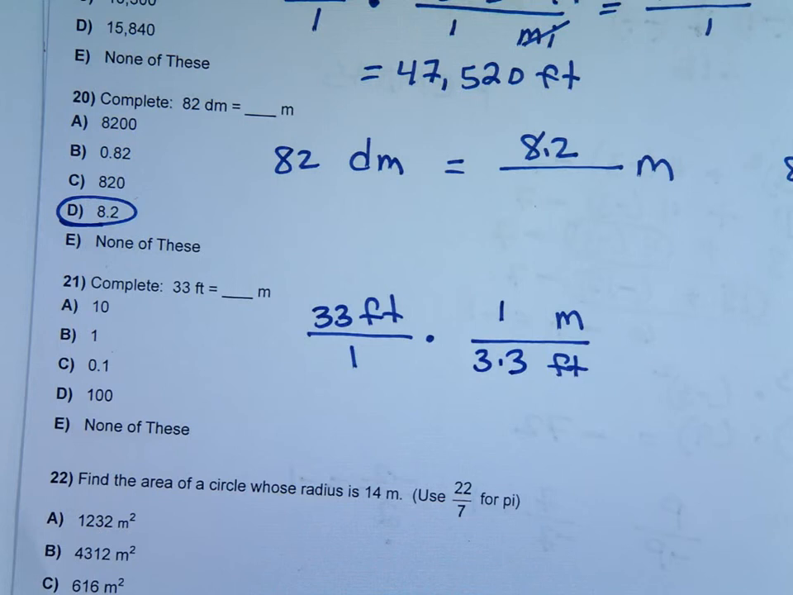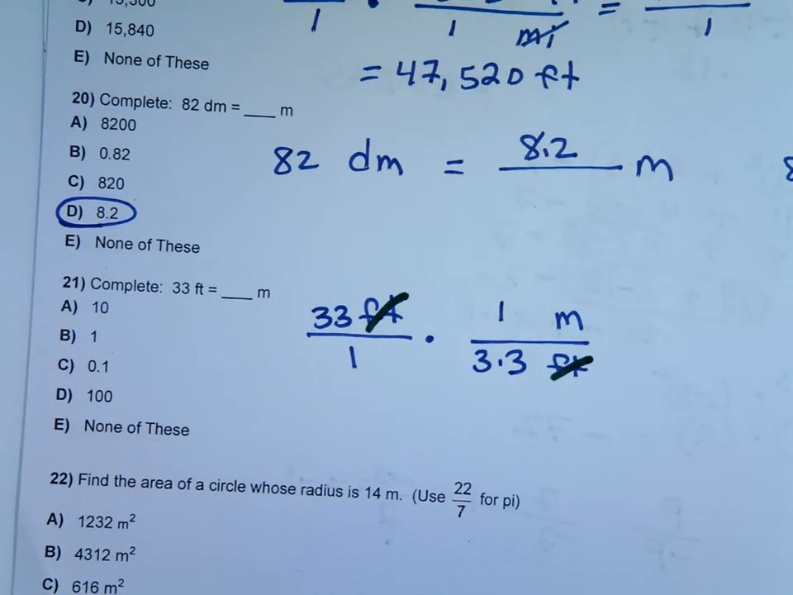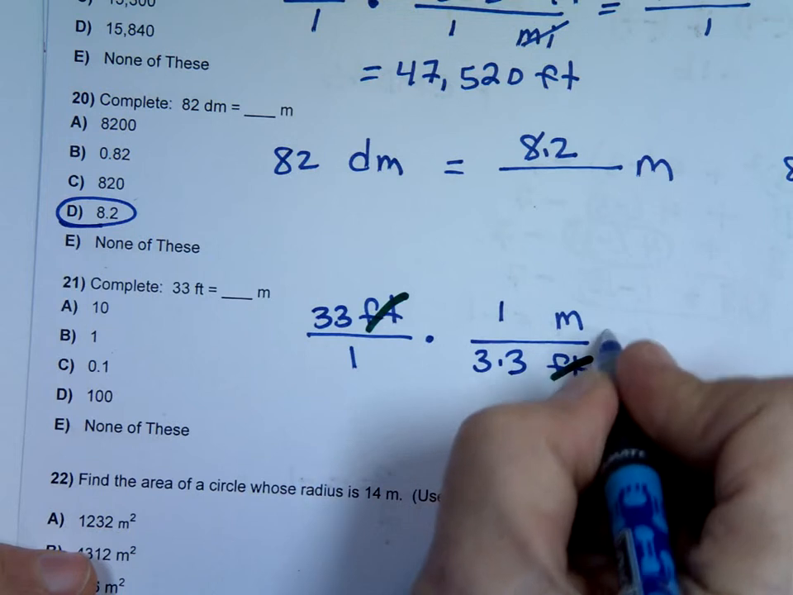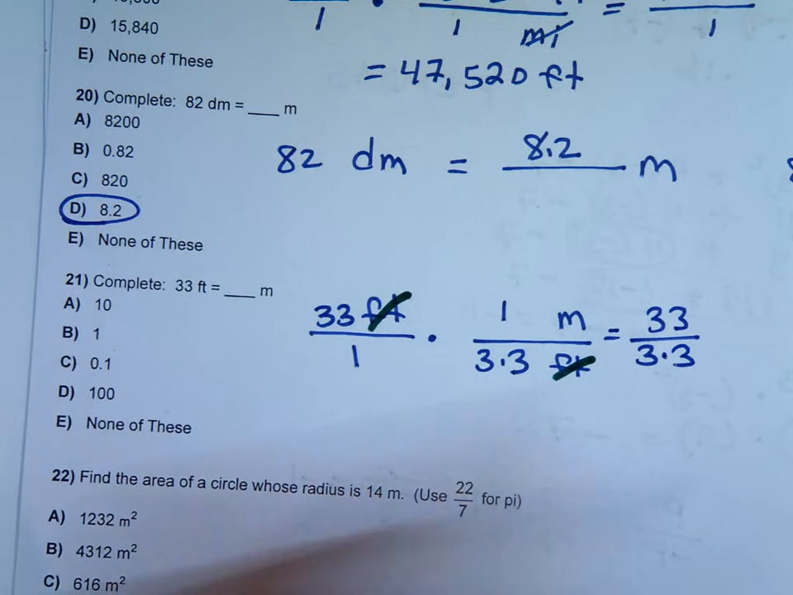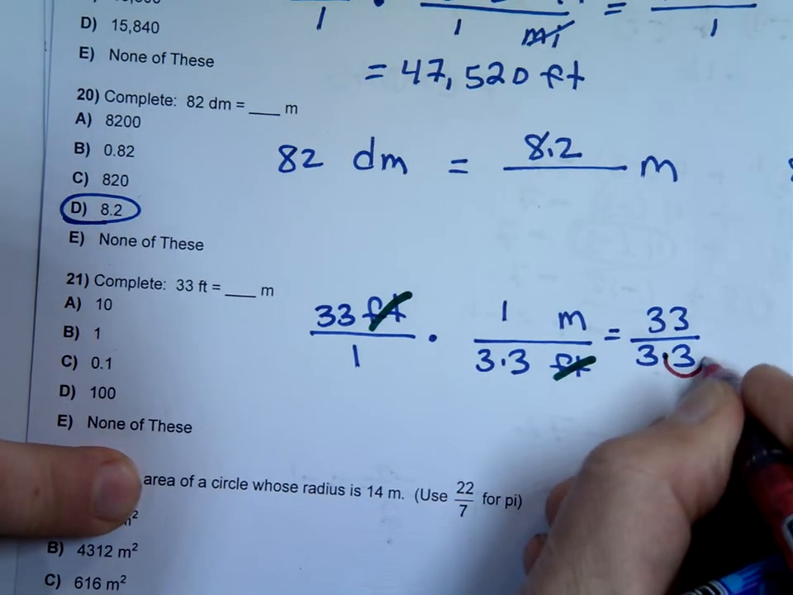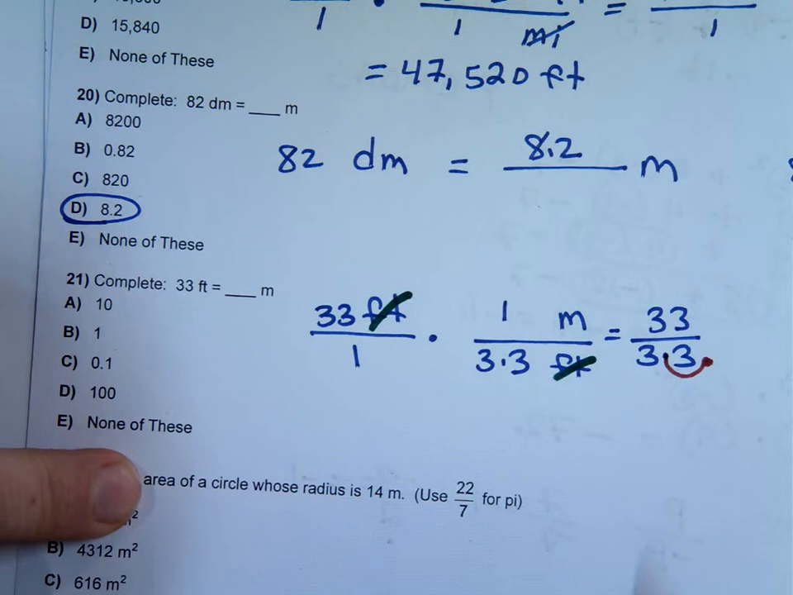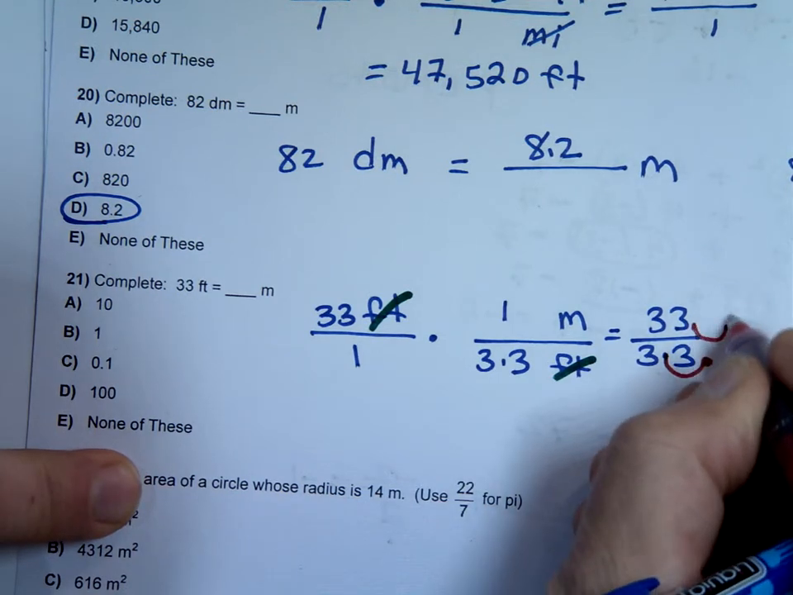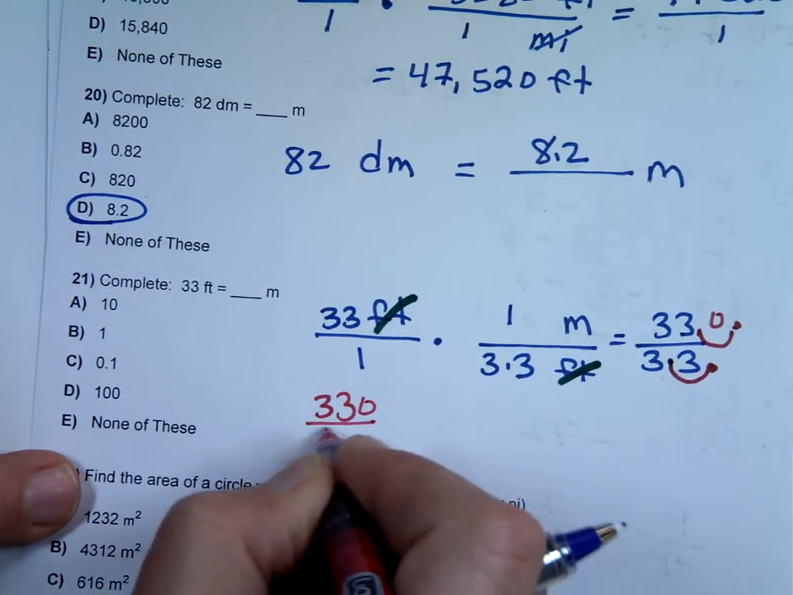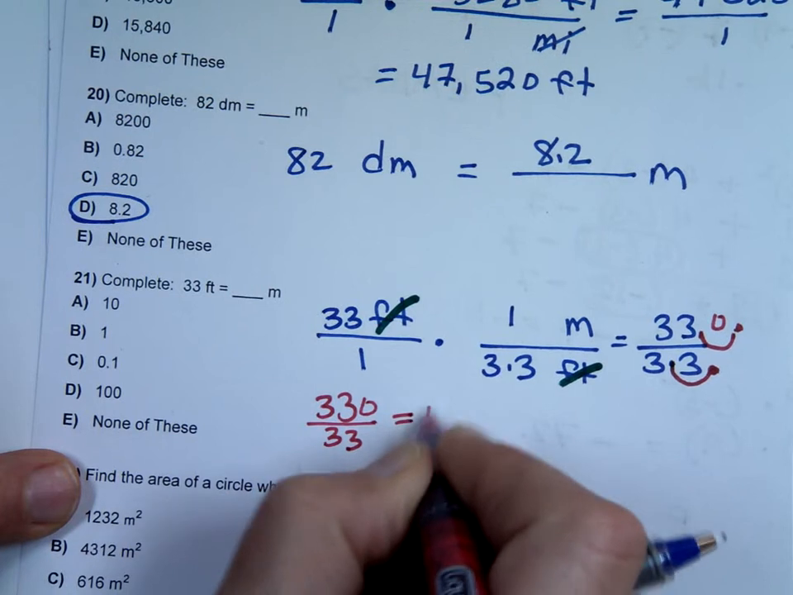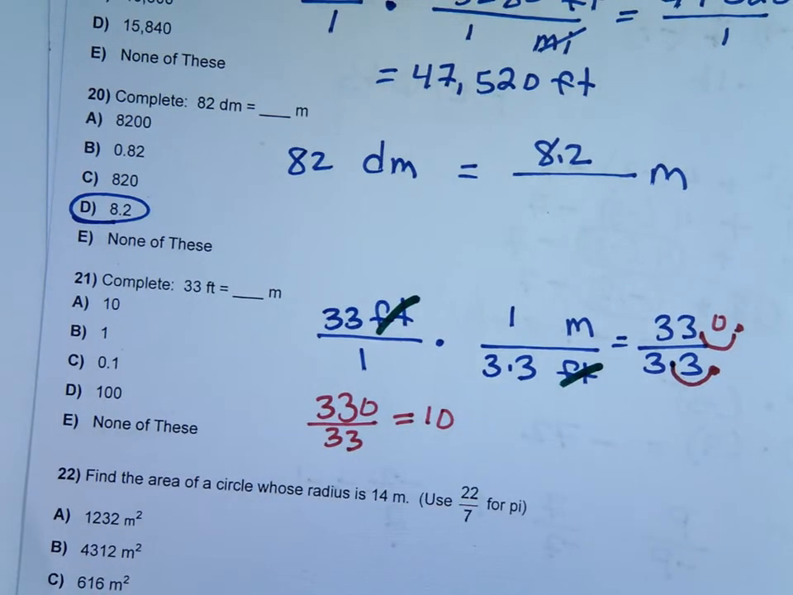The feet will cancel. 33 times 1, 33 over what? 3.3. If you want to divide them, you got to make sure that number on the bottom is not a decimal number. So you got to move the decimal point one place to the right. And if you move this one place to the right, you got to move this one place to the right. That becomes what? 330 over 33, which is what? Is that 10? 10 meters.